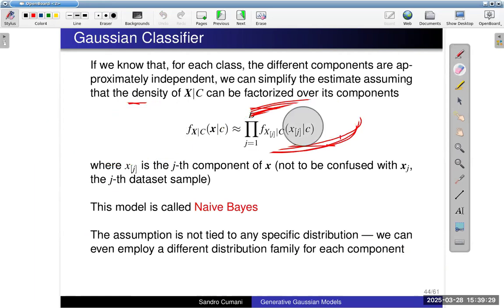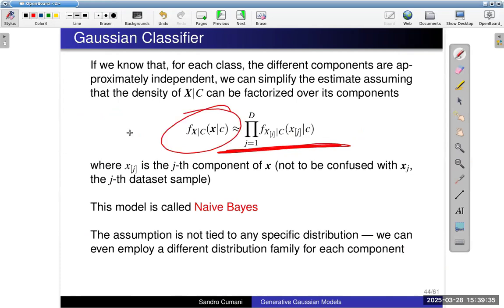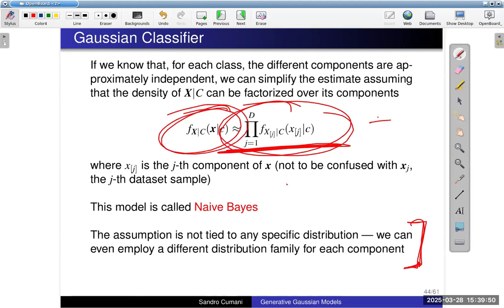Now, again, this is the intuition, but formally, what I say is that I can factorize my class conditional density over features. I can apply this on the Gaussian model, but I can apply this assumption on any distribution. So this can be applied to any class conditional density. Here you see that I didn't make any assumption about the model being Gaussian.